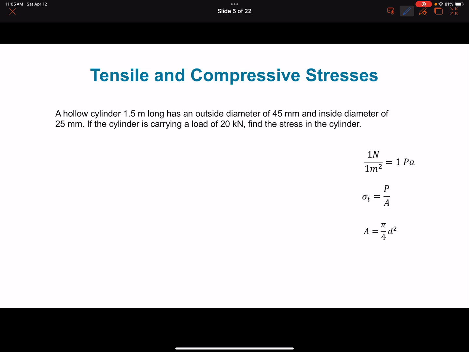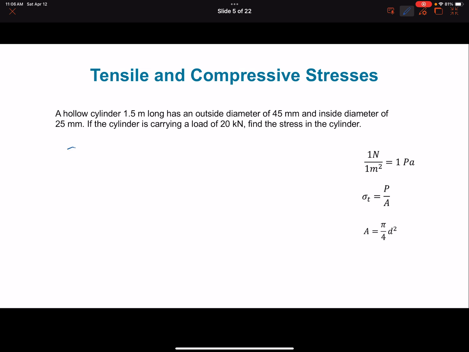Next one. A hollow cylinder, 1.5 meters long, has an outside diameter of 45 millimeters and an inside diameter of 25 millimeters. If the cylinder is carrying a load of 20 kilonewtons, find the stress in the cylinder.